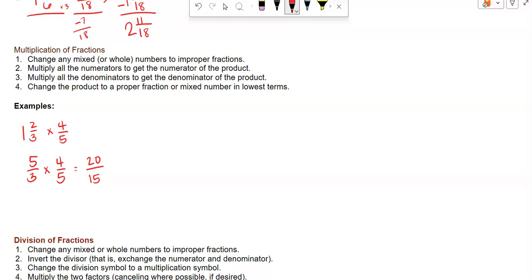Okay, and then finally, that brings us to step 4, which is to change the product to a proper fraction or mixed number in lowest terms. So right now it's an improper fraction. So let's convert this to a mixed number. We'll do 20 divided by 15. This gives me a remainder 5. So 20 over 15 is the same as 1 5/15. And I still need to reduce this to lower terms. So this becomes 1 1/3.